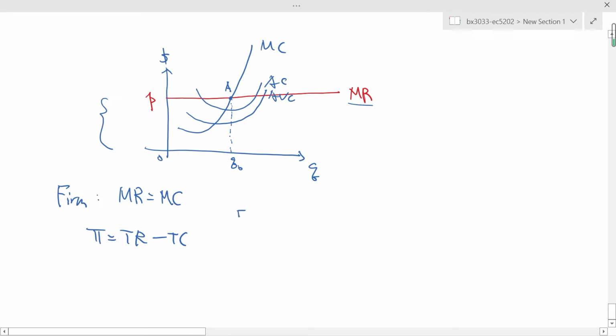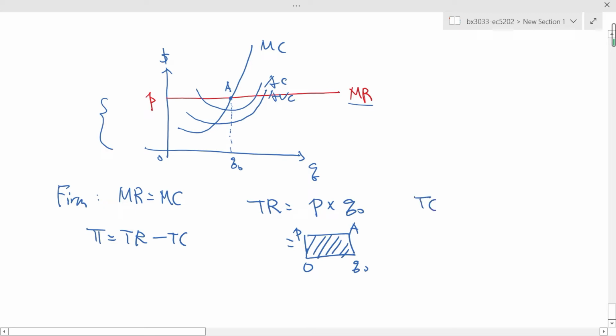So the total revenue is equal to P times Q0, and that is actually the area of this rectangle, O Q0 A P. This area is the total revenue.